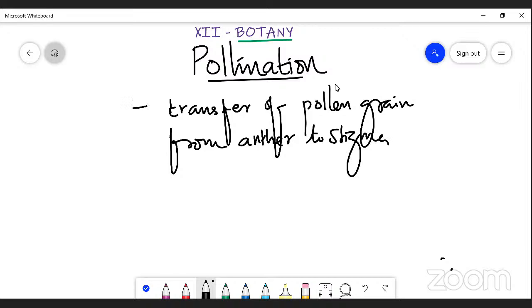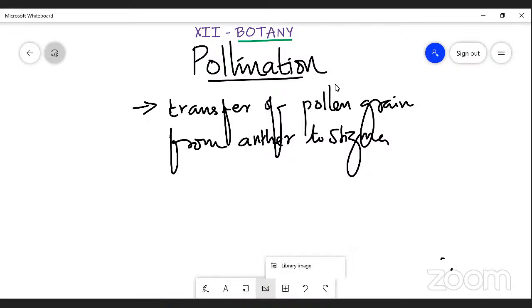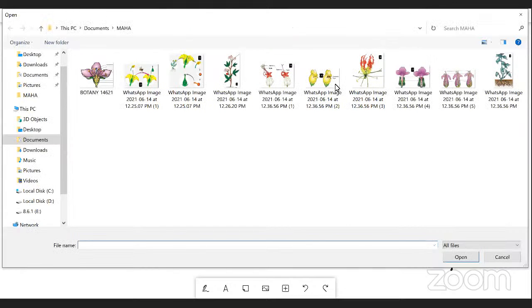I repeat once again, what is the definition of pollination? It is the process by which transfer of pollen grain from anther to stigma is known as pollination. Pollination takes place in flower only, right? Let me show the diagram. This is where you can see the pollination process, right?